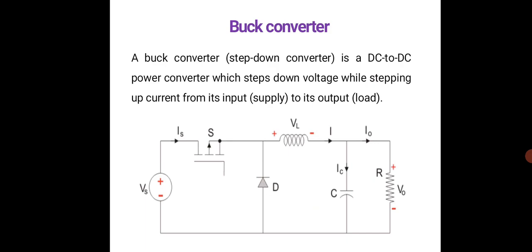It is a step down converter, which is a DC to DC power converter that steps down voltage while stepping up current from its input to its output, that is from supply to the load. This is the circuit for it, where you can see a resistor connected to V0 that acts as a load, and you have an input voltage source.